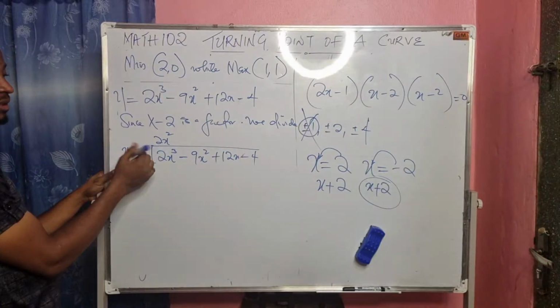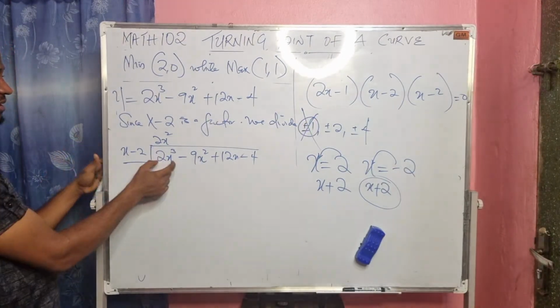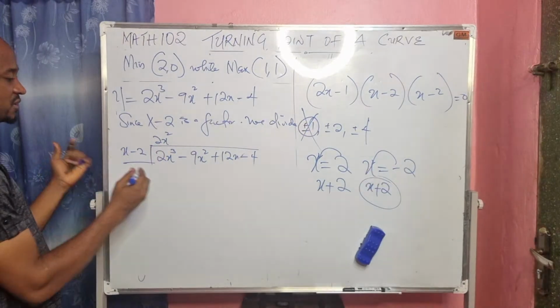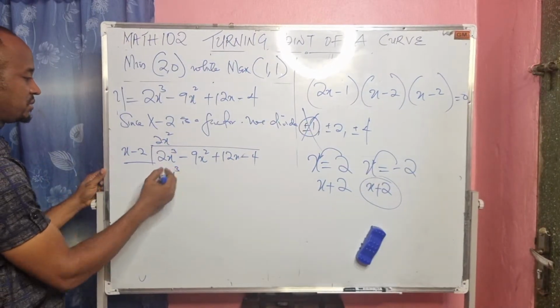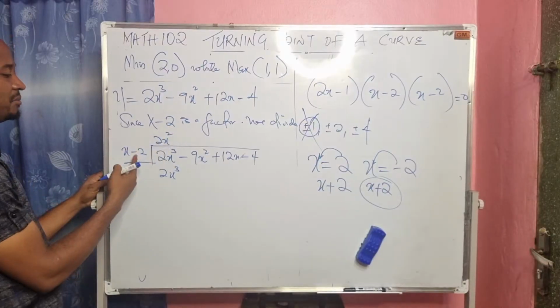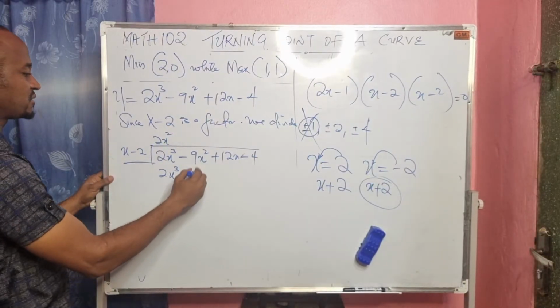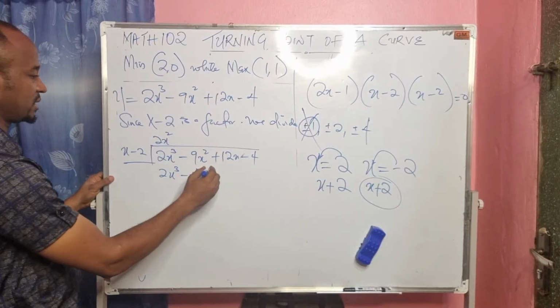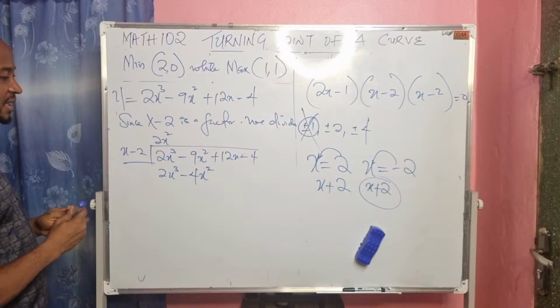The rule here is that after dividing this with this, we multiply this value by x. That will give us 2x cubed. Multiply 2x squared again by minus 2. That will give us minus 4x squared. Right?